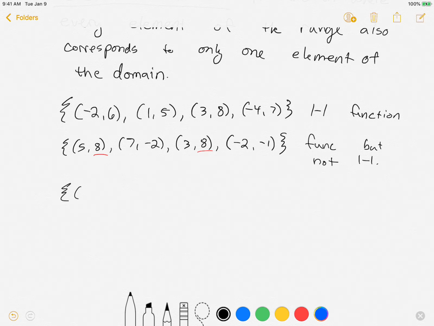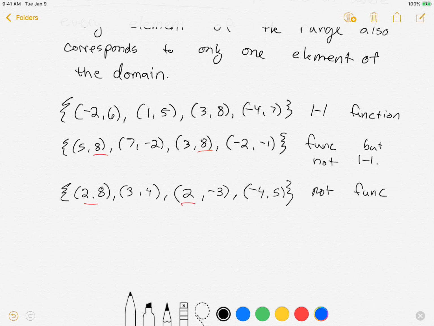Last example. You can't just skip straight ahead and look for repeated y, because it needs to first be a function. In this case, you can see right here we have a repeated x, so it's not a function. So by extension, also not one-to-one.